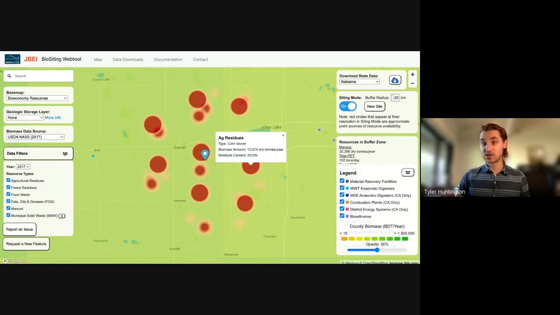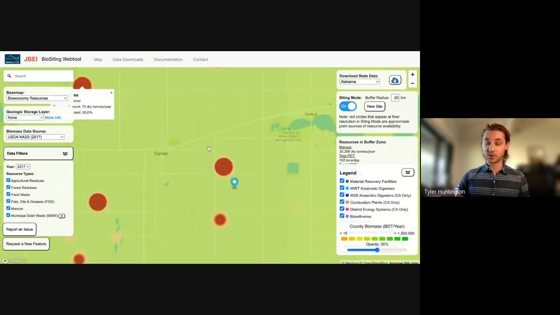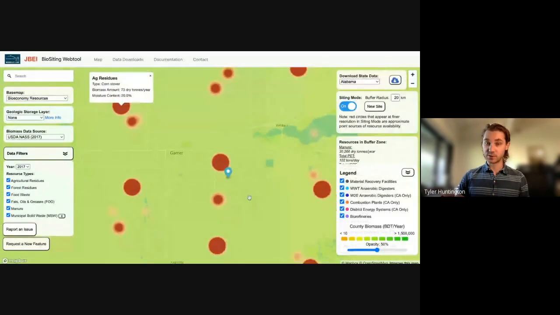And you can change that buffer region over here to whatever sort of supply radius you want to consider for a given scenario. And then each of these bubbles is representative of a type of feedstock that you could expect within that buffer radius based on the data that you've selected in these filters to the left, and depending on whether or not you've selected different types of feedstocks that you could accept at this facility, that will impact what shows up in your buffer zone.